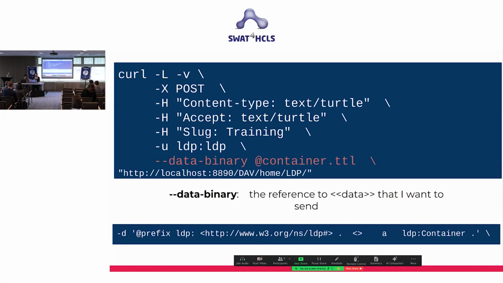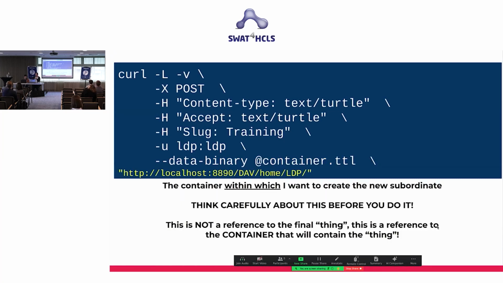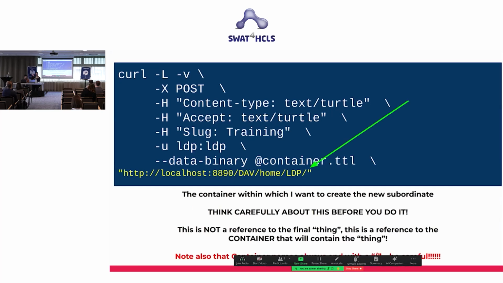And it's as appears on the bottom. Again, this says, I am a container. And this is really important. When you are using post, a reminder, you are creating a subordinate of a thing, not the thing itself. So you have to carefully think about this before doing it, because otherwise you will create things in the wrong place, okay? So you have to create the training container that I just told you would be a child of the LDP container, okay?